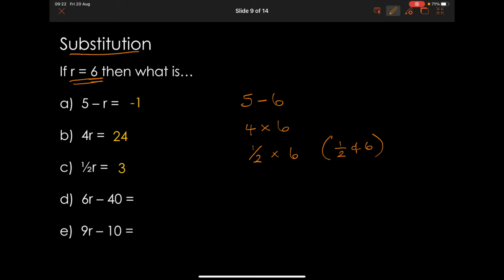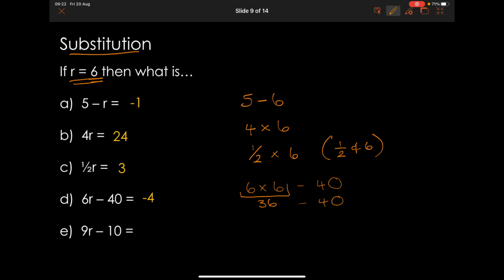6r minus 40, well, 6r means 6 times r, which is 6 times 6, and then minus 40. Be very careful because you've still got to do this bit first. The multiplication still has to come first. So you end up with 36 take away 40, which is minus 4.